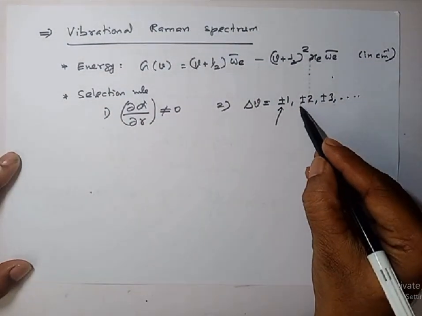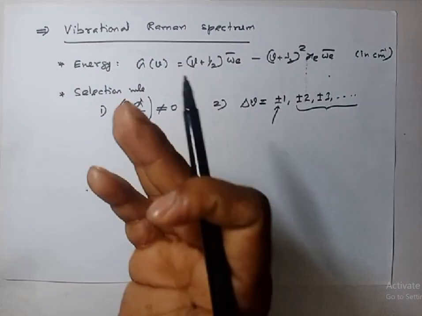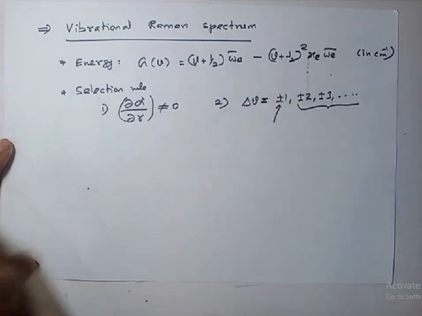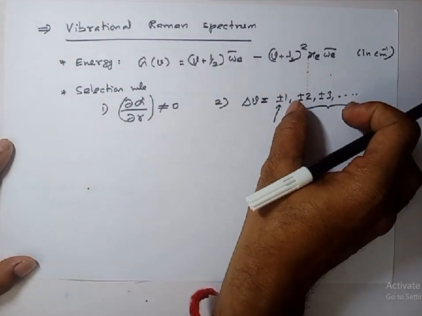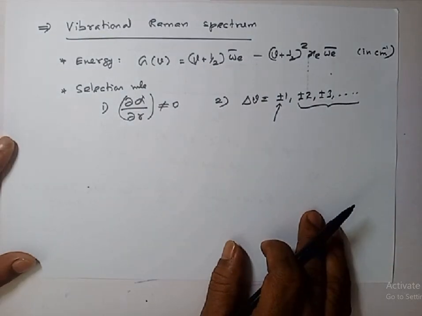Listen, these usually appear with very small intensity. In the case of Raman spectrum, it is even very, very small. So, we are not focusing on that. We are going to focus mainly on the fundamental vibrational transition.